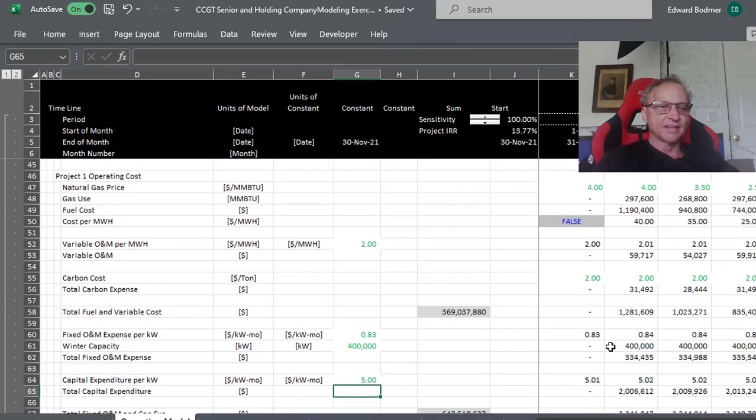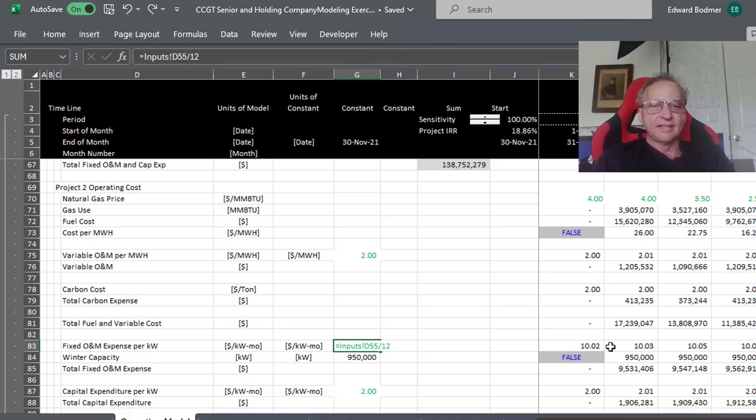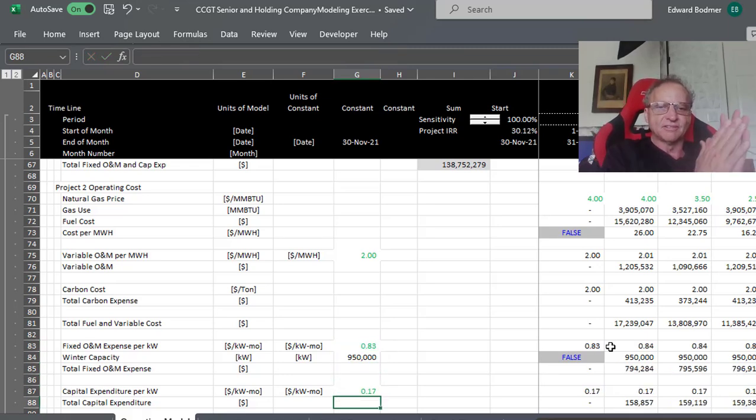If we don't put this and we leave those really high, remember... excuse me, I just can't talk and do typing at the same time.